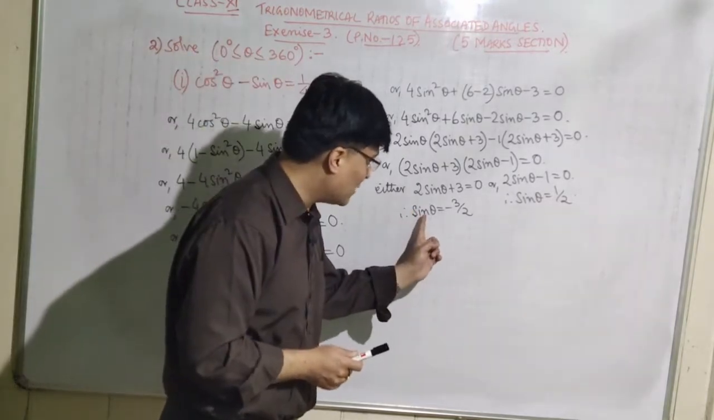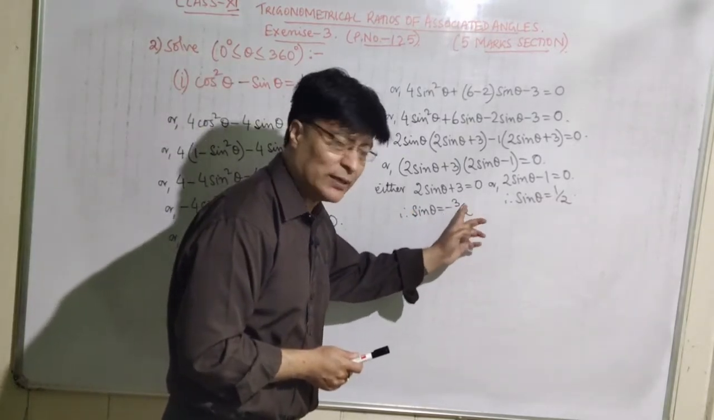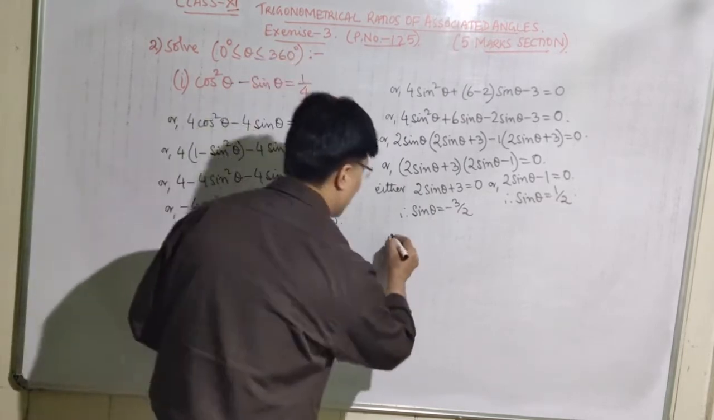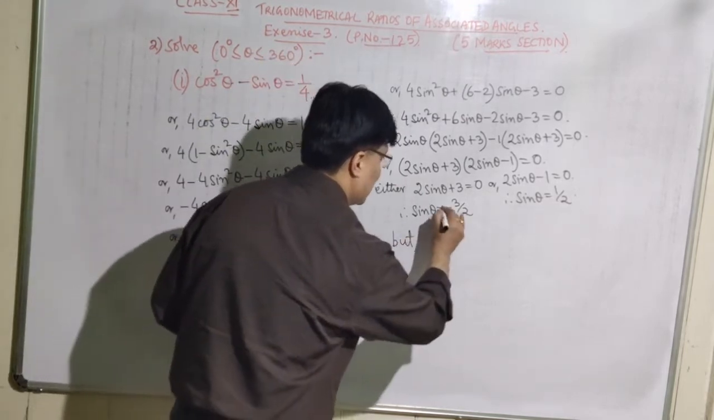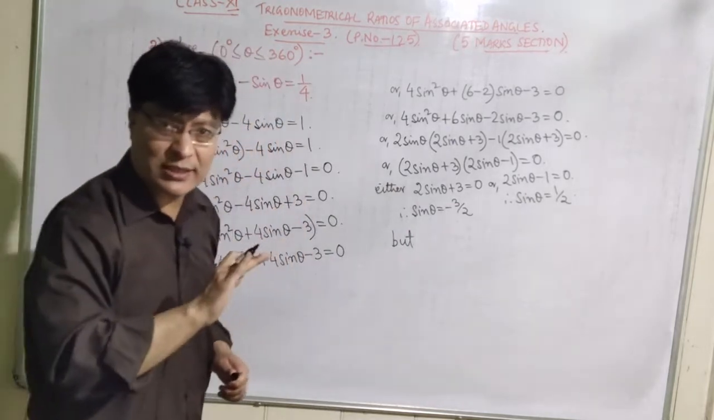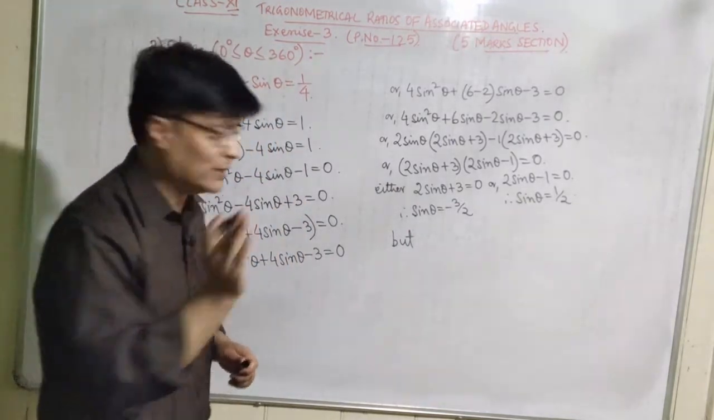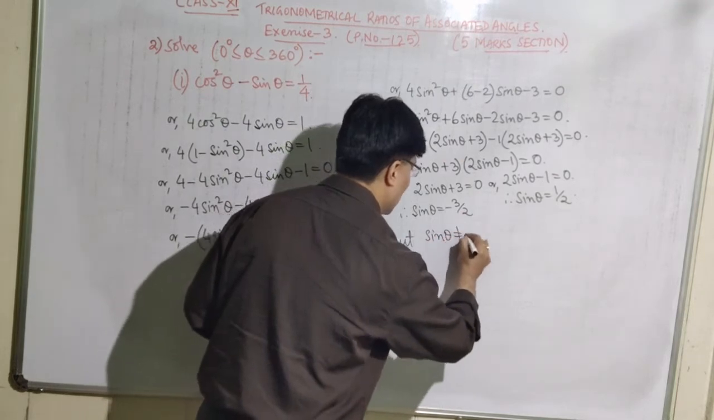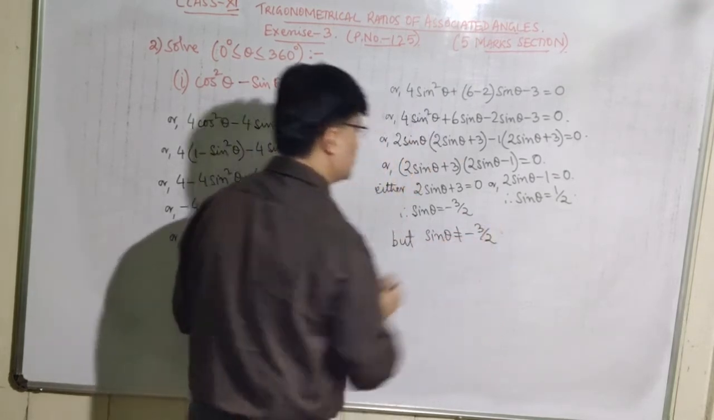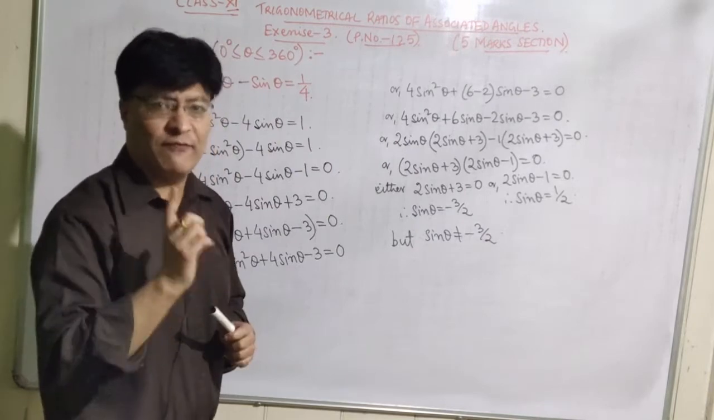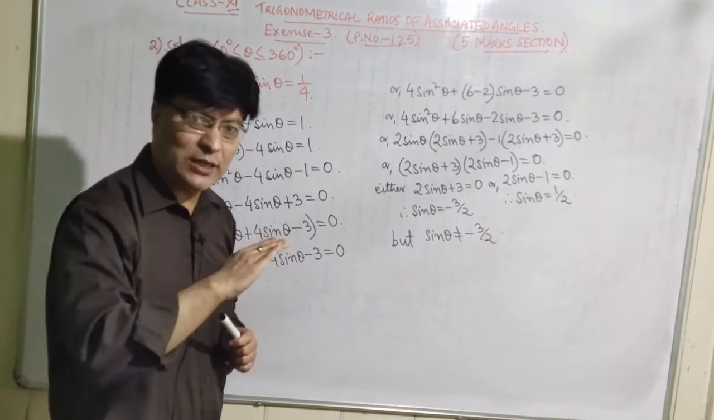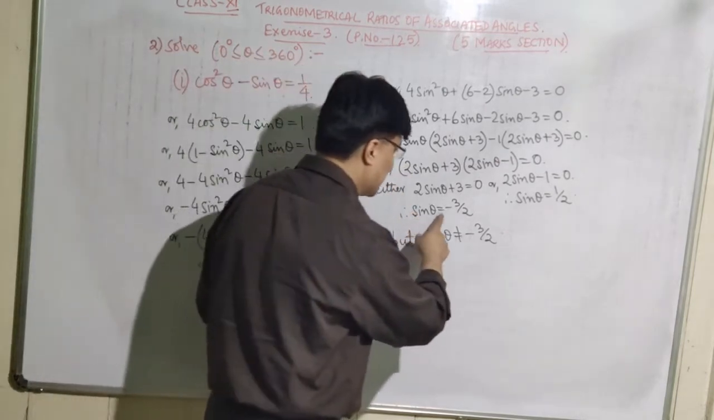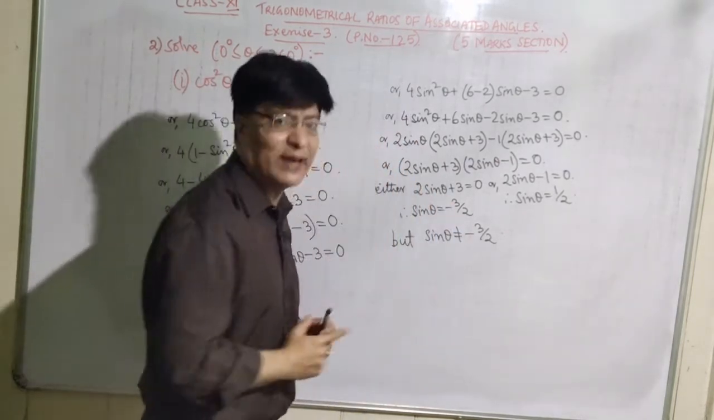Since here the value for sine theta is less than minus 1, this value is invalid. This minus 3 by 2 does not lie within minus 1 to 1. Sine theta is not equal to minus 3 by 2 because the value of sine theta lies within minus 1 to plus 1 only. So the value sine theta equal to minus 3 by 2 is invalid.